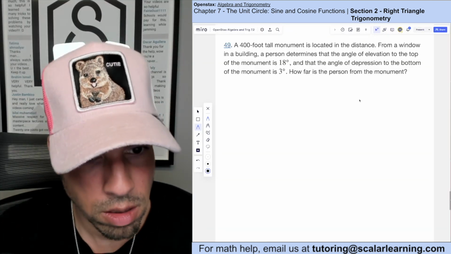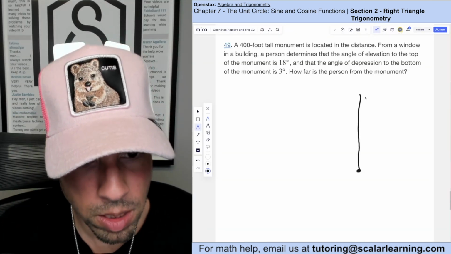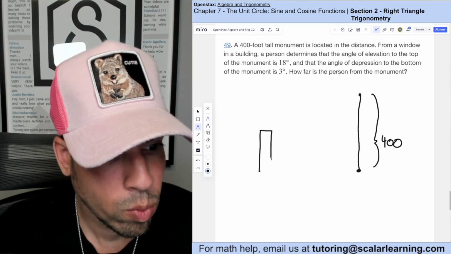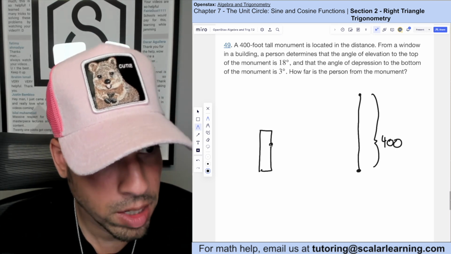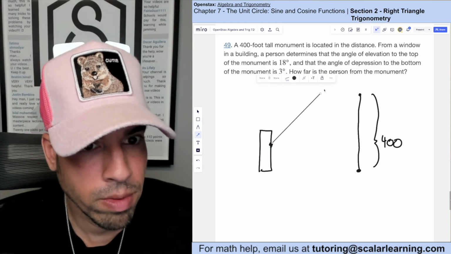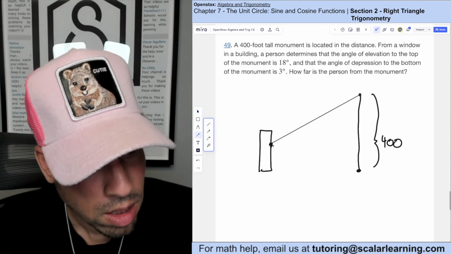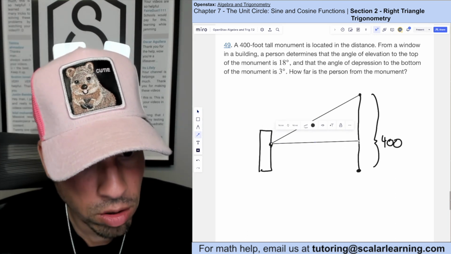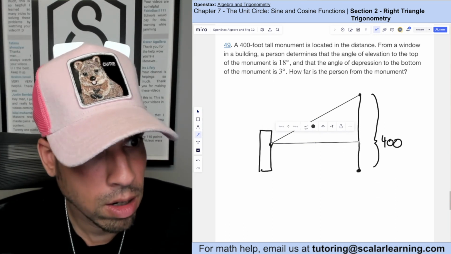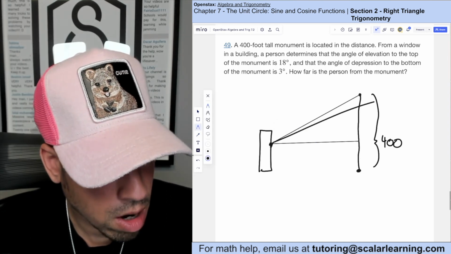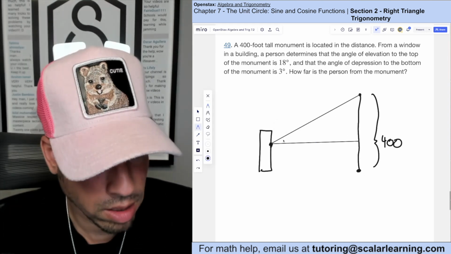So this one says a 400 foot tall monument is located in the distance. So this is 400. From a window in a building, so we can say maybe here, a person determines that the angle of elevation to the top of the monument is 18. So that's like if I come straight out and look at this tall monument, right? The angle of elevation is this angle looking up. So the angle in here is 18 degrees.